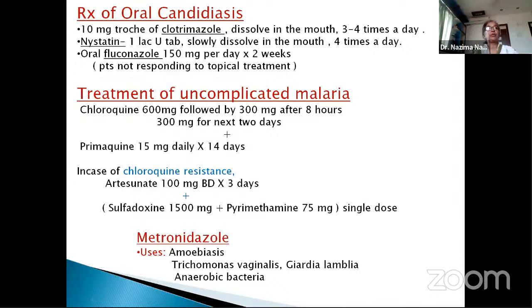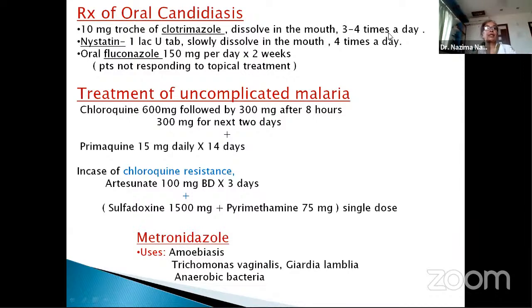Now coming to the treatment of oral candidiasis. Now you can be asked about a short note on the treatment for oral candidiasis. Now here the treatment is mainly topical. We use topical drugs like clotrimazole and nystatin. So clotrimazole, which is used topically, a 10 milligram troche of clotrimazole, which is kept in the oral cavity. It is supposed to be dissolved or sucked in the oral cavity, which is used 3 to 4 times a day.